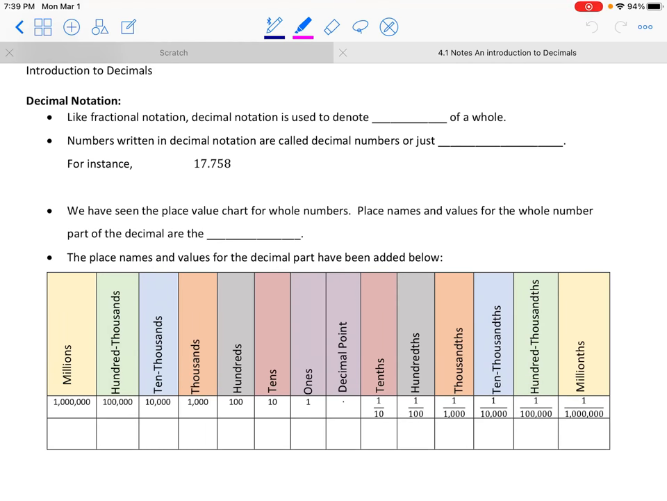Hello and welcome to our lesson on an introduction to decimals. So like fractional notation, decimal notation is used to denote when you have part of a whole. And numbers that are written in decimal notation are called decimal numbers, or just decimals.